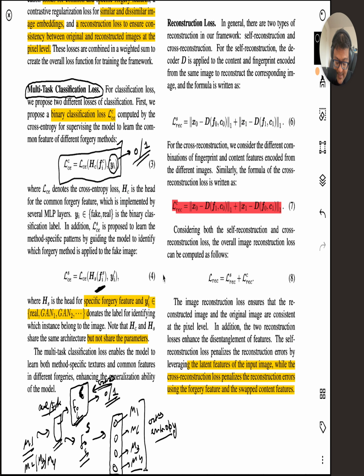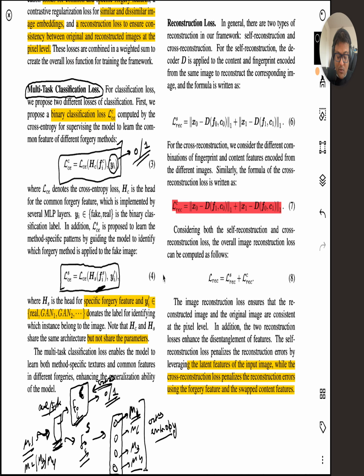In this case, for example, when you're given the model M1 which generated this fake image, you can predict that the model M1 generated it, and you can apply a cross entropy loss here. So this is the feature which is specific to a particular model.